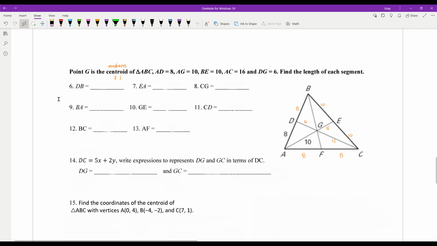DB, labeled from my picture, it's 8. EA, from my picture, EA is the whole thing, so I got to add those together and get 15. CG is 12 from my picture.